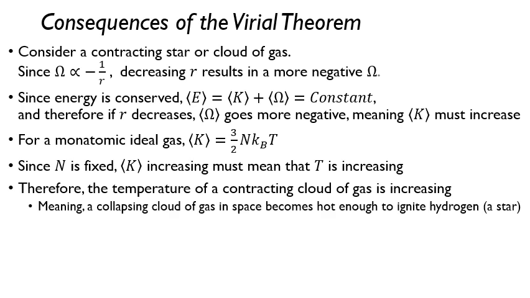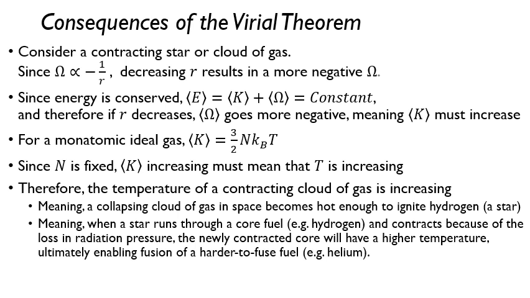So then some consequences or practical examples. If I have some cloud of gas that isn't yet a star, as it contracts, the temperature is going to increase, and eventually the temperature in the center of the cloud of gas is going to become hot enough to ignite hydrogen, and that is then what is called a star.